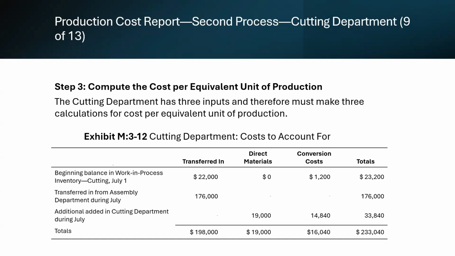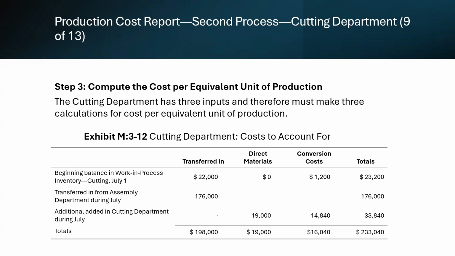The beginning balances and the additional costs incurred were given in the original data. The amount transferred in from the assembly department, the $176,000, is the amount calculated on the production cost report for the assembly department for July as the amount completed and transferred out in the costs accounted for section.